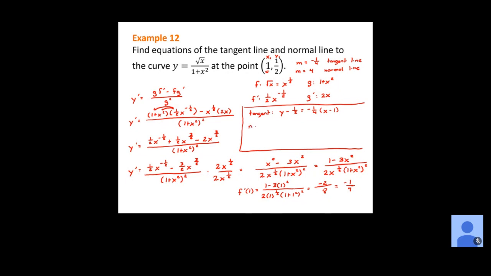So now if we find that equation using point slope again, we're using the same point, but our slope becomes 4. So it's going to be y minus 1/2 equals 4 times x minus 1 now. That's the only thing that changes between the tangent line and the normal line. Any questions on that one now?